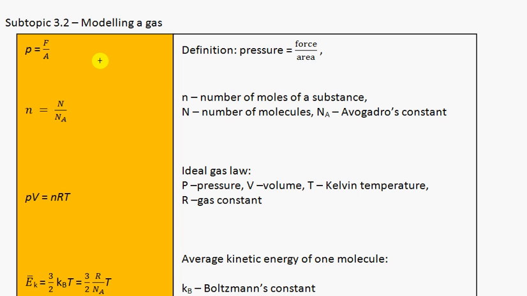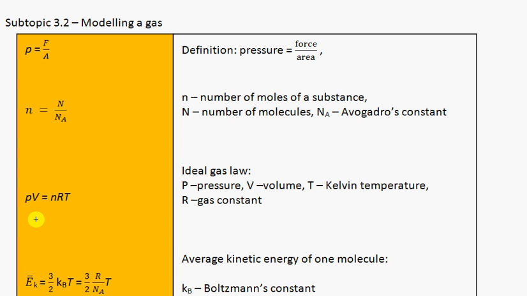Subtopic 3.2, modeling a gas. One of the important characteristics is pressure. General definition of pressure: pressure equals force over area. The amount of gas can be expressed in terms of moles. 1 mole contains N Avogadro, which is a constant, molecules. This is why the number of moles, small n, is the total number of molecules divided by N Avogadro.